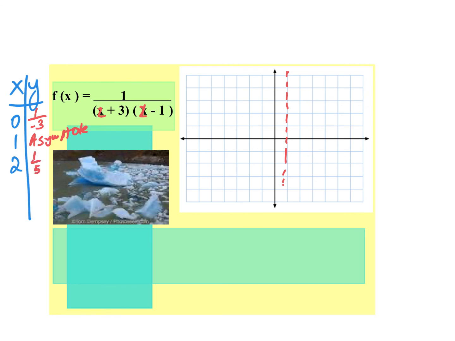Huh. Who figured out that another key moment would be to put in -3? That was smart. Because -3 would also create an asymptote. If you didn't have it on your list, put it there. There's an asymptote at 1 and there's an asymptote at -3.